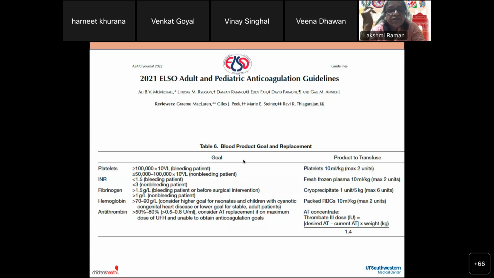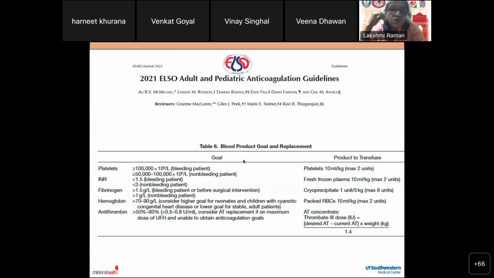And similarly for INR, if you have a bleeding patient, then your goal should be normal, so to say less than 1.5. But if it is not a bleeding patient, then you can be a little bit generous in your goals. Similarly, fibrinogen, we say at least 150 milligrams per deciliter or 1.5 grams per liter in a bleeding patient. But if you don't have a bleeding patient, then you can certainly lower your goals. And then hemoglobin, it is very interesting. It depends upon the patient. I think all of us are more and more comfortable having lower hemoglobin levels.